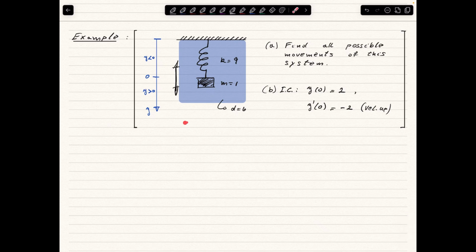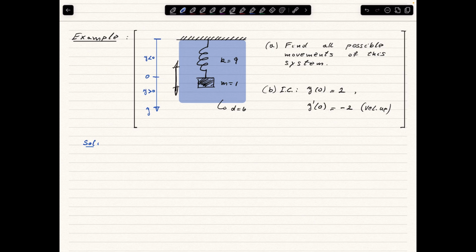Suppose we have this spring mass system with all these parameters. Find all the possible movement for the system, and then find the solution with these initial conditions. The velocity here is negative, which means, recall, positive is downward, so a negative velocity means at initial time the velocity is upwards. Okay, so now we don't need to do all the calculations in the theorem to solve this problem. We can use the theorem.